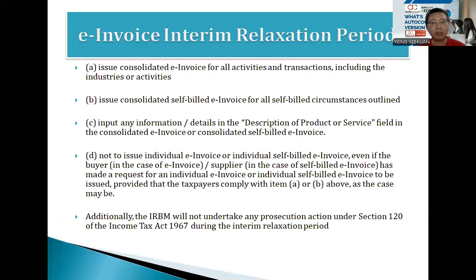During this 6 month grace period, you see the last sentence, the RPM will not undertake any prosecution action under section 120. So if you make some mistake, and the income tax department comes to audit you or check your invoice, you just explain what you were facing during this period.